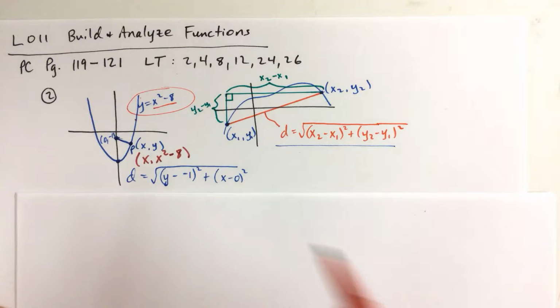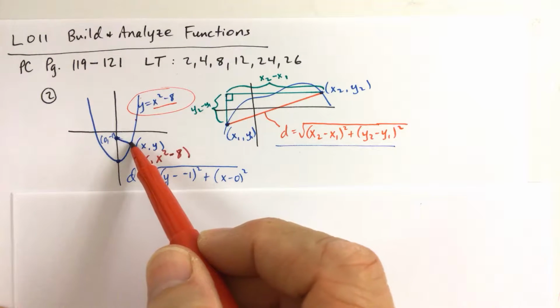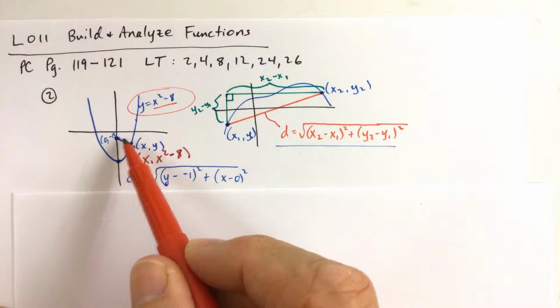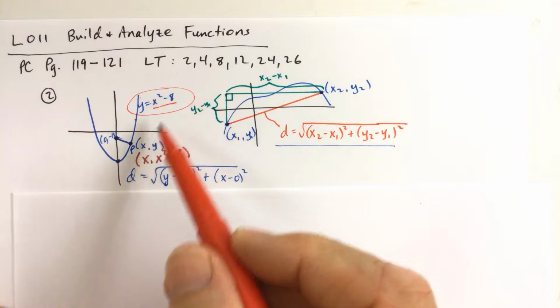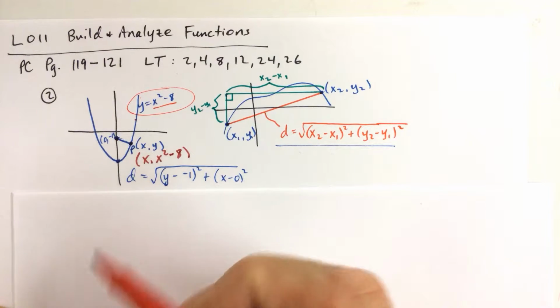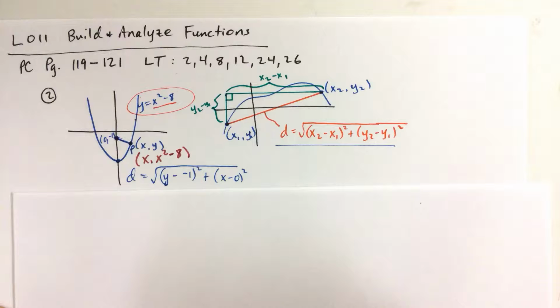In problem number 2, we're trying to find the minimum distance between a point P that has coordinates x, y, on this curve y equals x squared minus 8, and the point 0, negative 1. Probably the most difficult part of solving this problem is understanding what it actually means.